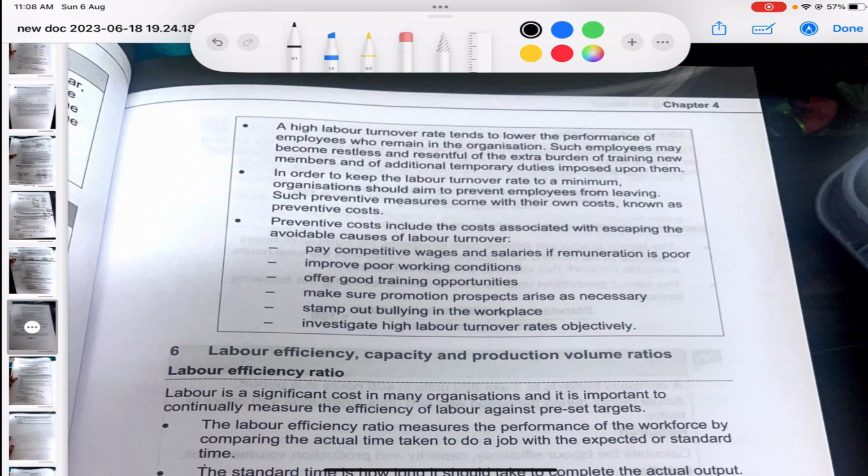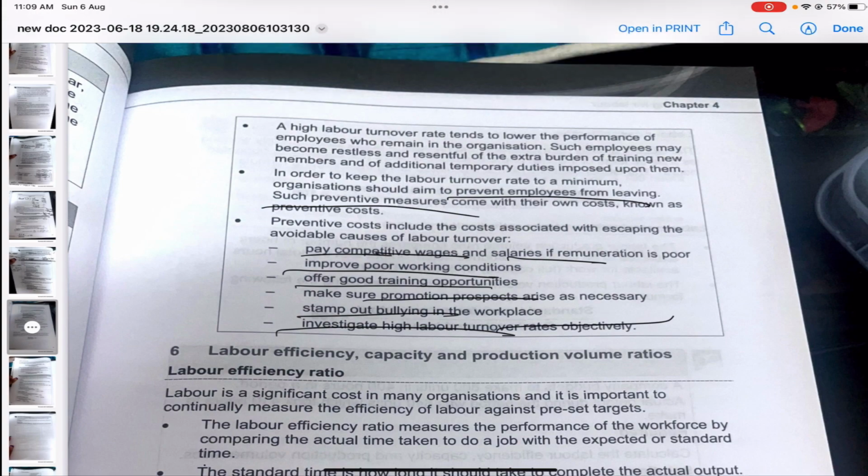Such employees may become restless and resentful of the extra burden of training new members and of additional temporary duties imposed on them. Naturally, in order to keep the labor turnover rate to a minimum, organizations should aim to prevent employees from leaving, and you need to look at the preventive measures. Now, what are the preventive costs? If you are preventing labor turnover, what are the costs the company incurs? Pay competitive wages and salaries, improve poor working conditions, good training opportunities, promotion, stamp out bullying, investigate high labor turnover. So these are the things.